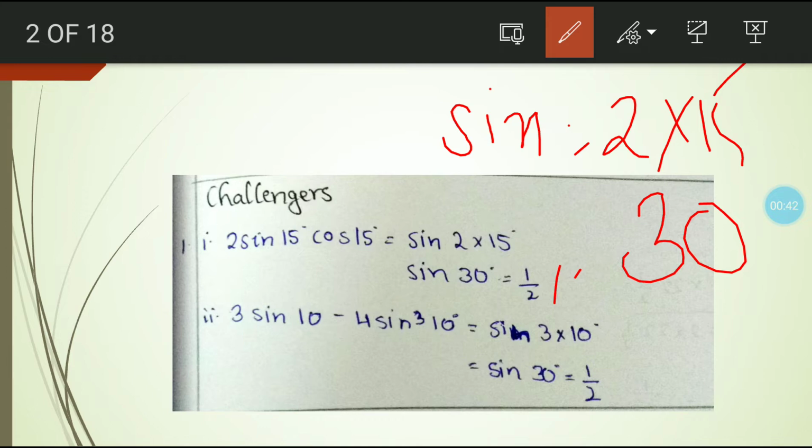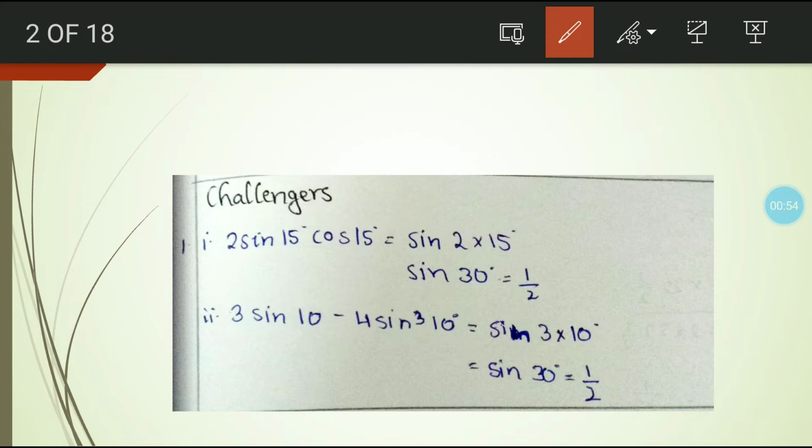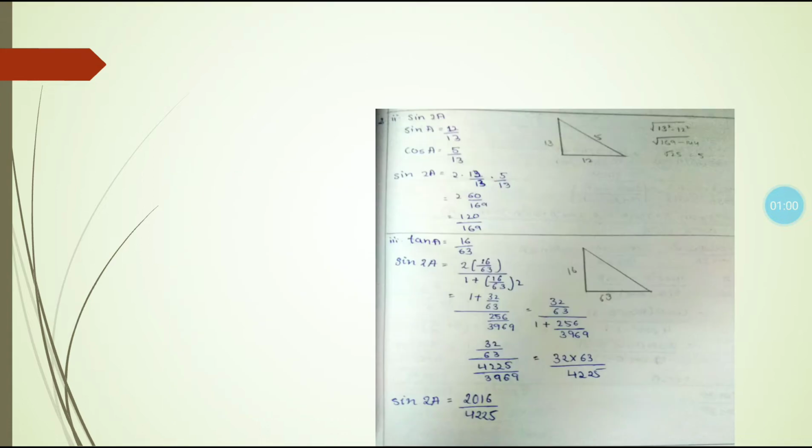So 3 sine 10 minus 4 sine cube 10 is equal to sine of 3 into 10, sine 30, which is 1 by 2. Again you will get the same answer. Right? Now second question we will see.